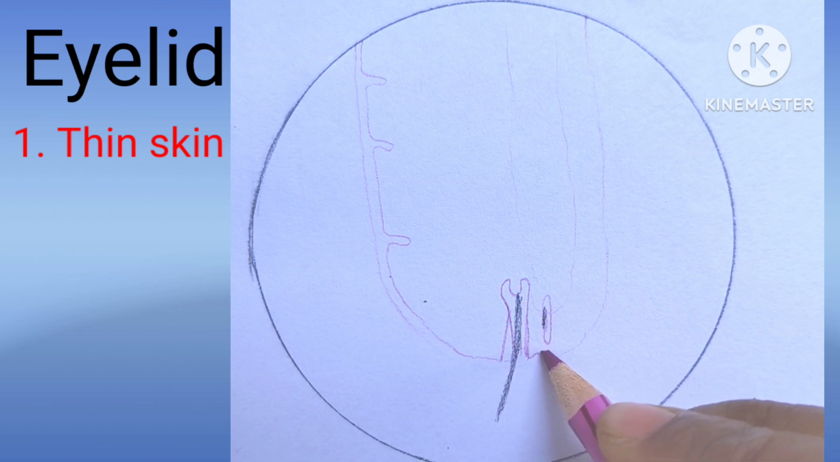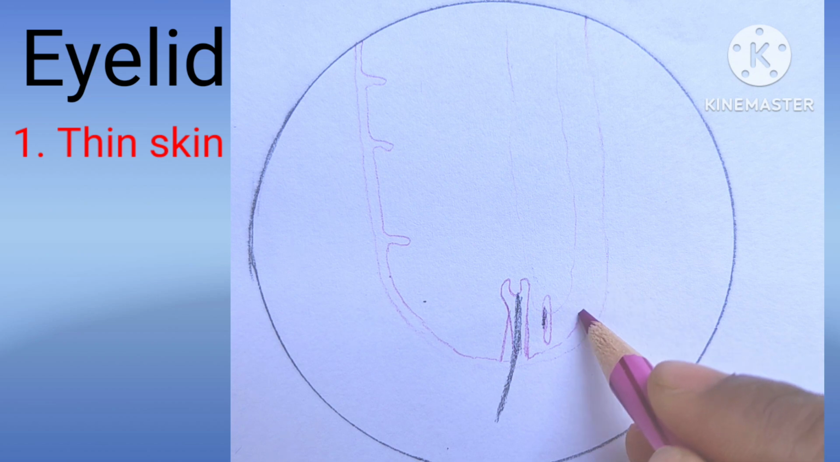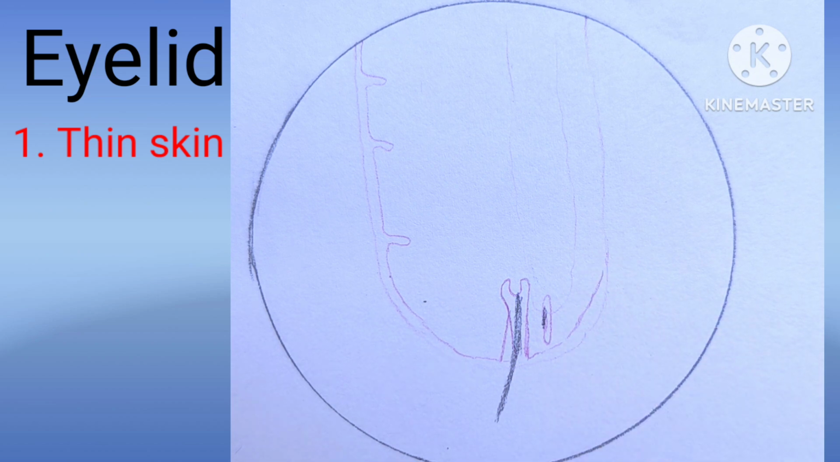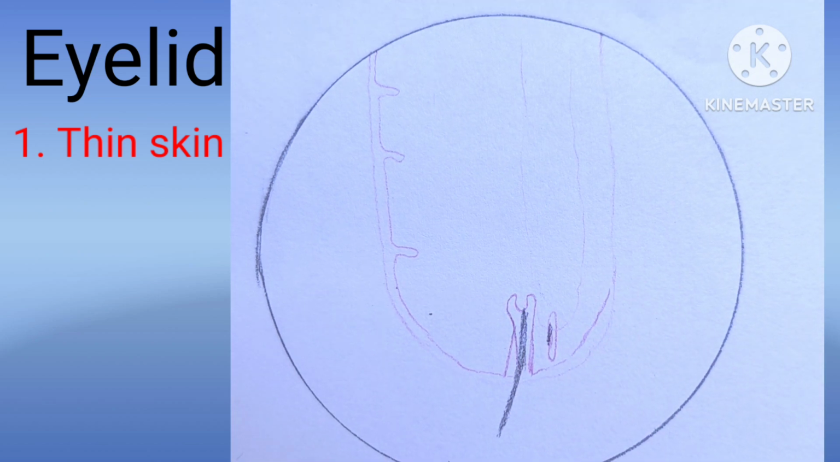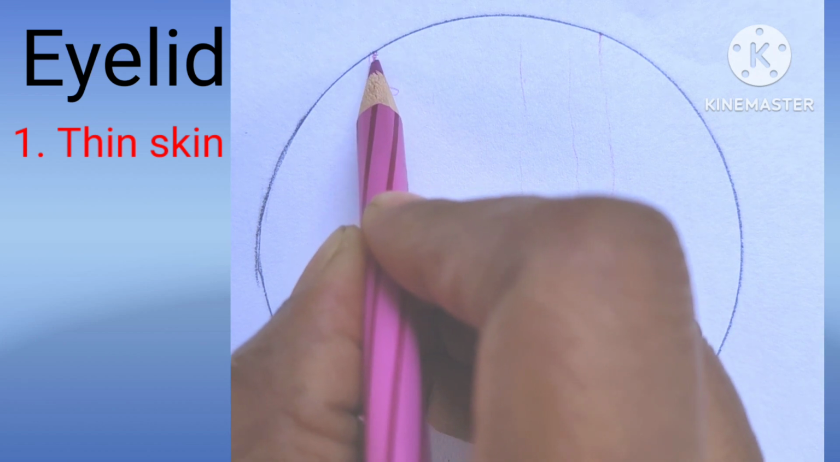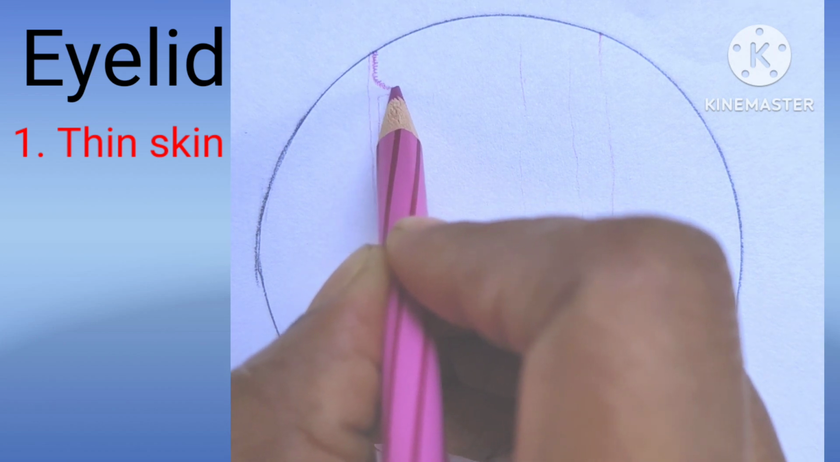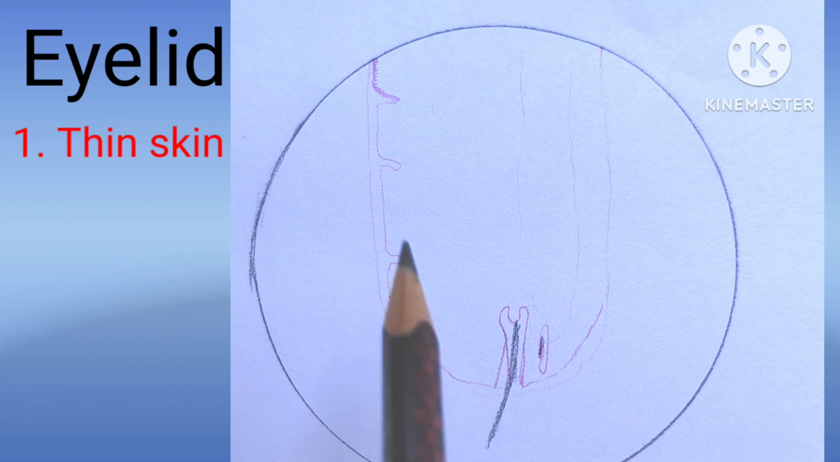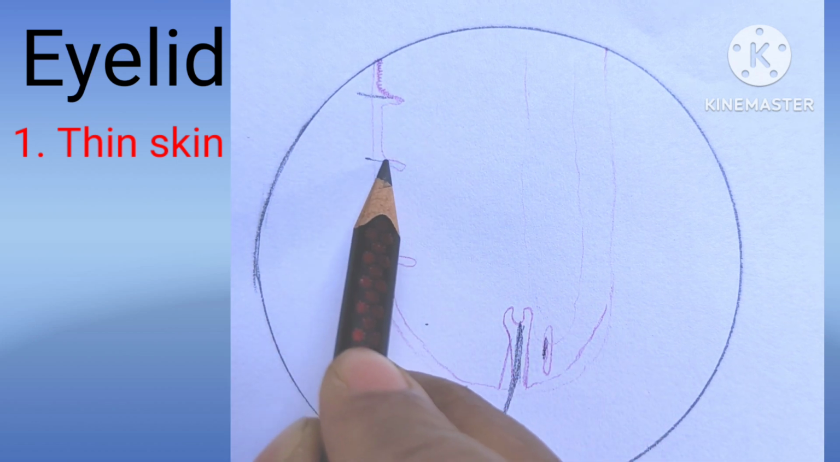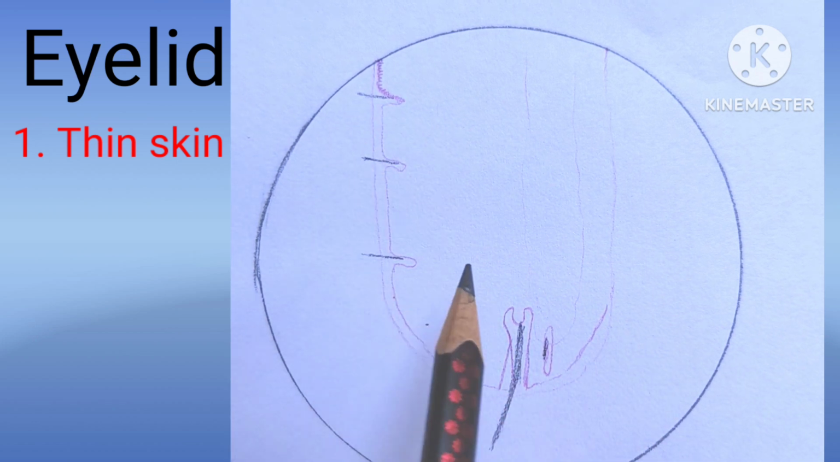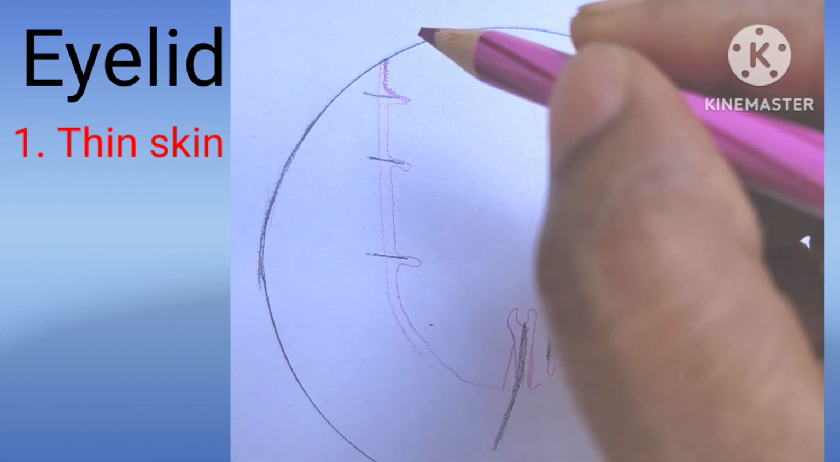So the thin skin consists of stratified squamous keratinized epithelium. We'll draw the basal columnar cells. Don't draw two big cells. We'll draw the basal columnar cells proportionately, then one or two polygonal layers, and the superficial flattened epithelium.